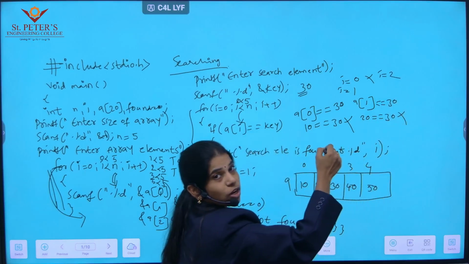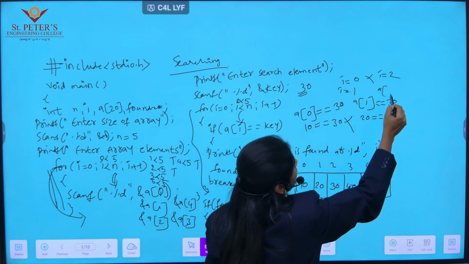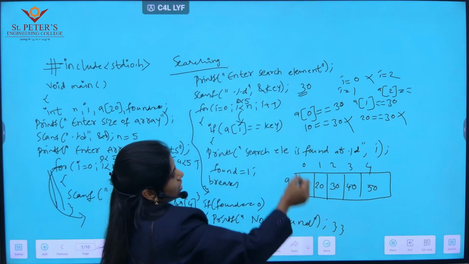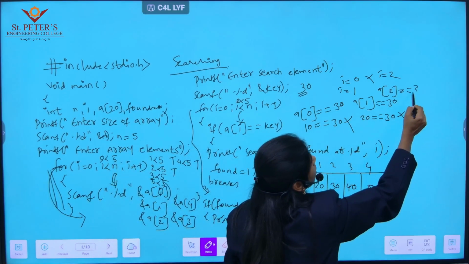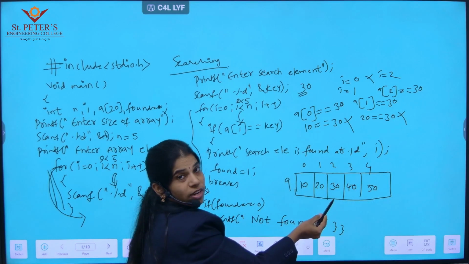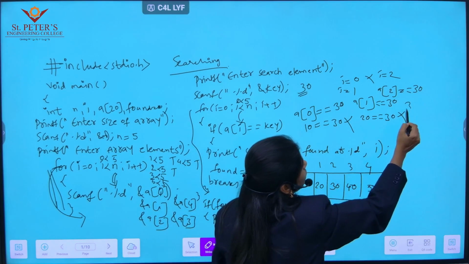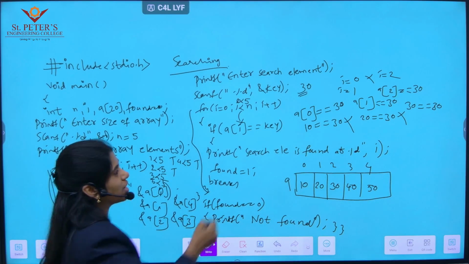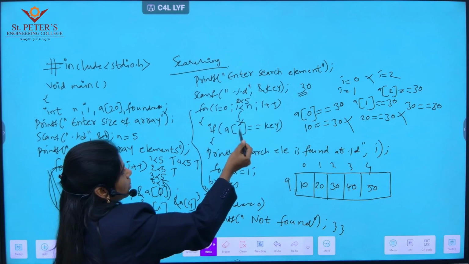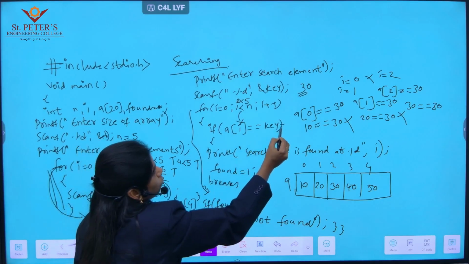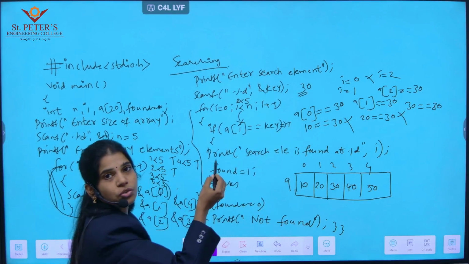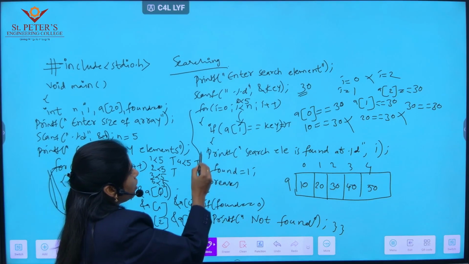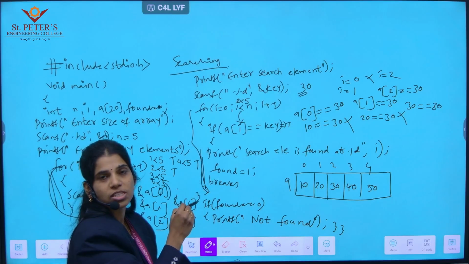Now the i value becomes 2 here, that is a of 2. a of 2 equal to key. What is the key element here? 30. So what is a of 2 from the given array? 30. Is 30 equal to 30? Yes, here the condition becomes true. Why? Because 30 equals 30. So whenever this if condition is true, the compiler comes inside the if condition. Whatever statements we have written under this if condition are going to be executed here.